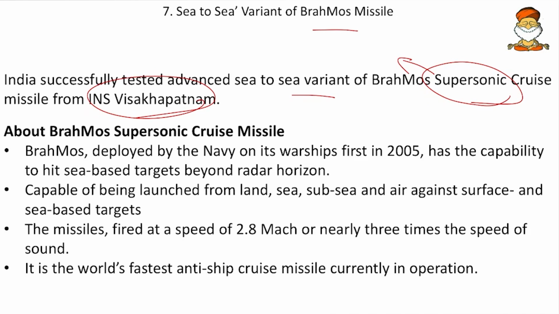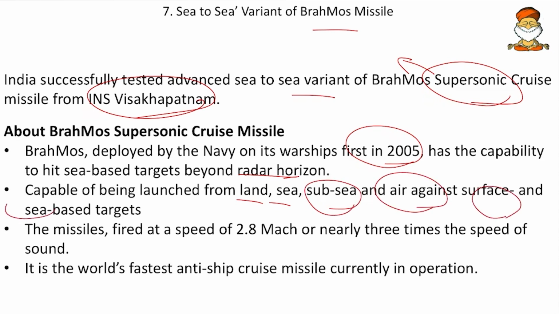So BrahMos was deployed by Navy on its warships first in 2005, and this has capability to hit the sea-based targets beyond the radar horizon. And this is also having capability to launch from land, sea and subsea. So on a ship inside the sea and then air against the surface and the sea-based targets. And the missile fired at the speed of 2.8 Mach or nearly 3 times the speed of the sound.